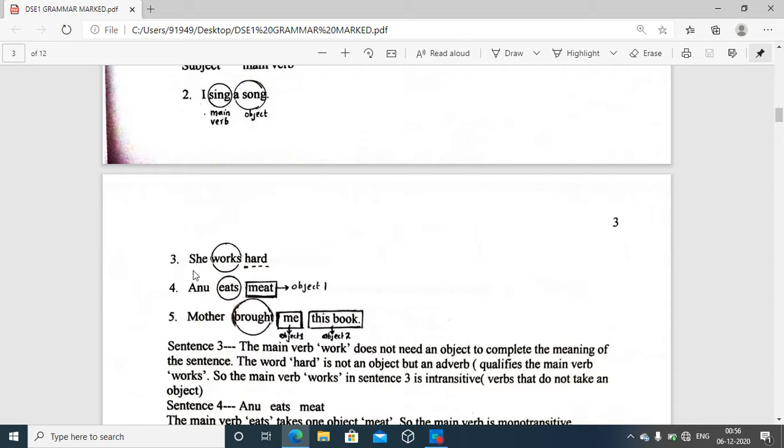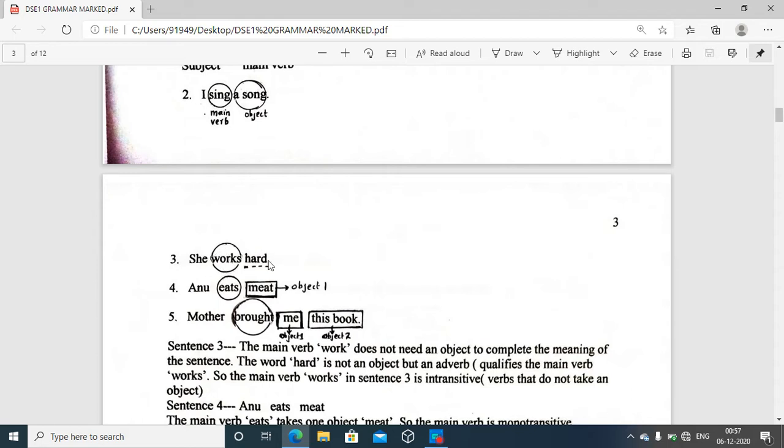She is the subject who functions or performs an action. She works hard. Obviously, she is the subject in the sentence. Next, we can identify the main verb, the action she performs. It is works. Obviously, works is the main verb.